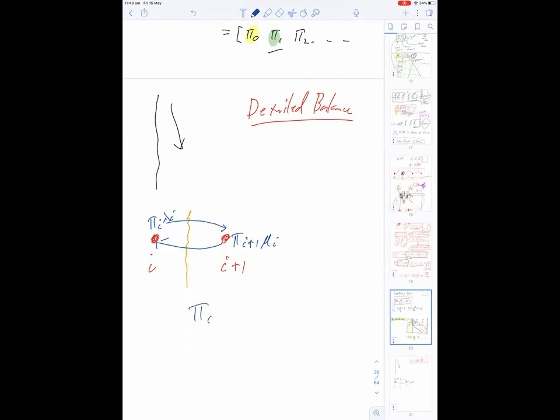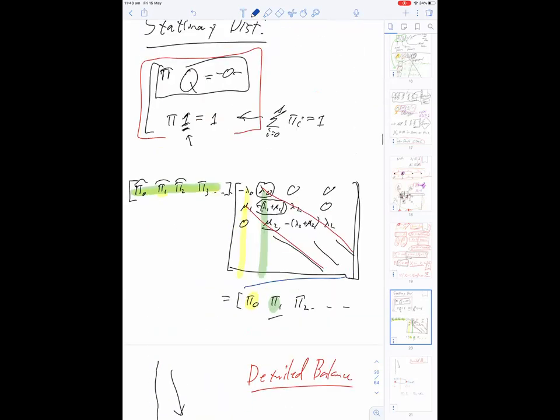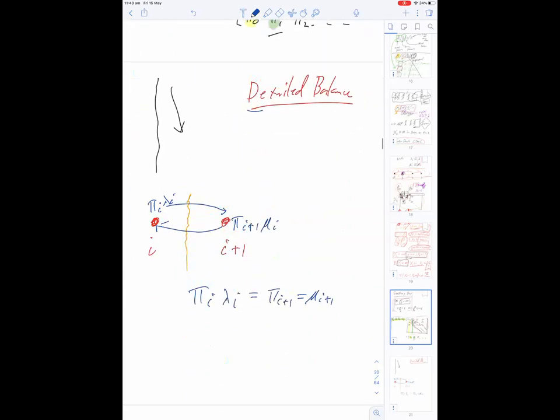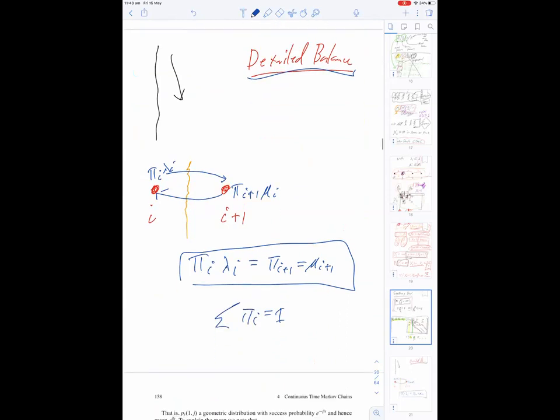And that system of equations is pi I lambda I equals pi I plus one mu I. And these are even easier than those. Detailed balance is in one of the sections below, but if the system of equations has a solution where also the sum of pi I equals one, then that is the stationary distribution.